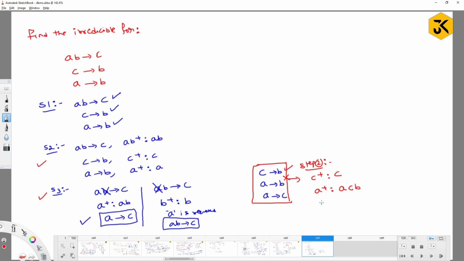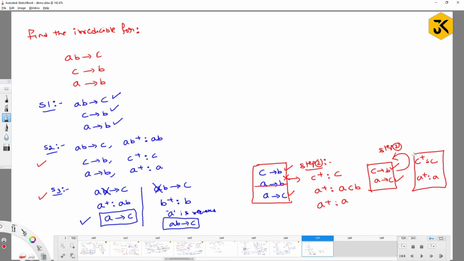Okay, so find out A closure after removing that one. You are going to get only A, right? Which means A determines C is required. Now you have the data as C determines B, A determines C, right? As you were able to remove one of the functional dependencies, again you need to repeat step 2. What is C closure now? C, which means that it is required. What is A closure? A, which means that it is required. So this is my step 2.